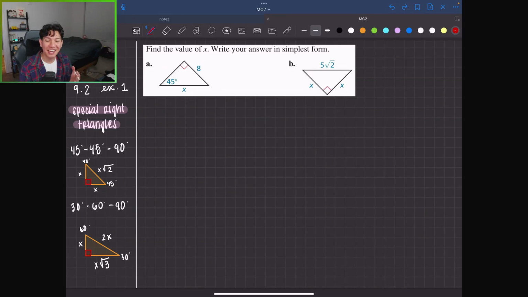All right, in this next section, we're going to be talking about special right triangles. There's only two that you need to know. For this first one, it is something called the 45-45-90 right triangle. So what does it look like?